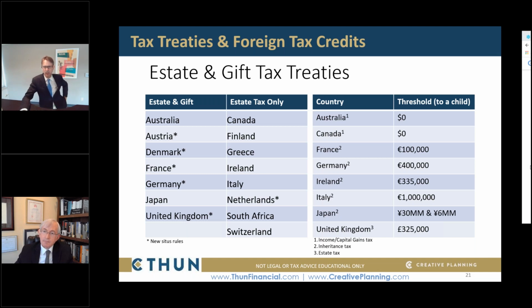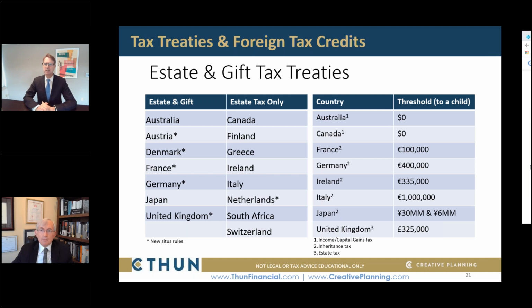Right. Okay, great. Next question from Anthony. Anthony writes, can you say anything about the new situs rule for Austria? I think Anthony's probably looking at the table I have up on the screen right now, and you'll notice that the asterisk on the gift and estate tax treaties cites new situs rules. What are new situs rules?